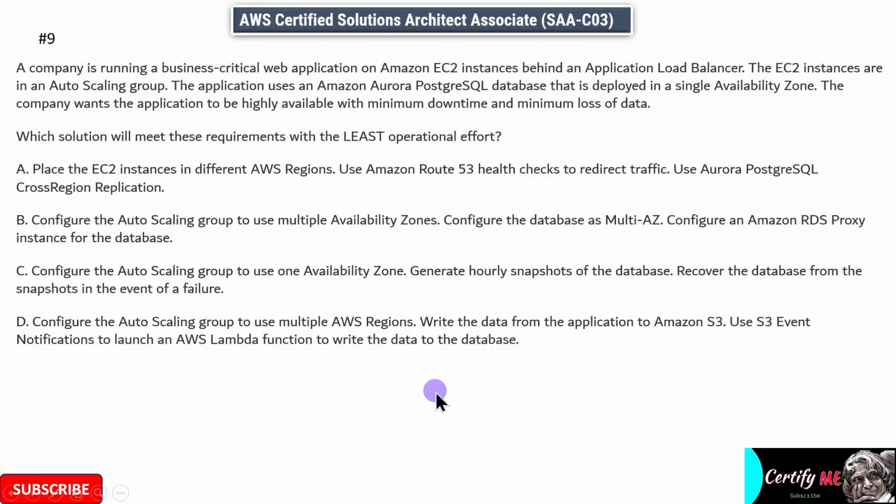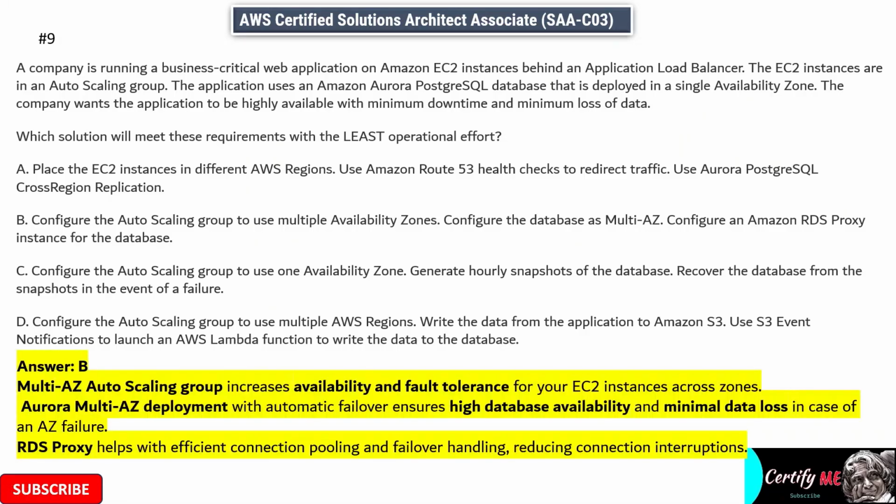Correct answer is option B. A multi-AZ Auto Scaling group increases availability and fault tolerance for your EC2 instances across zones. Aurora Multi-AZ deployment with automatic failover ensures high database availability and minimal data loss in case of AZ failure. RDS Proxy helps with efficient connection pooling and failover handling, reducing connection interruptions.